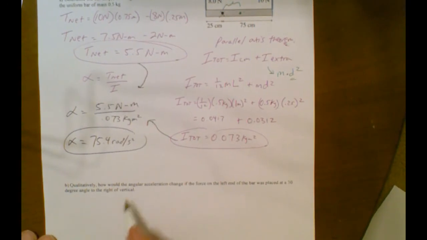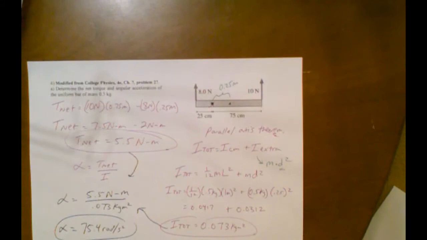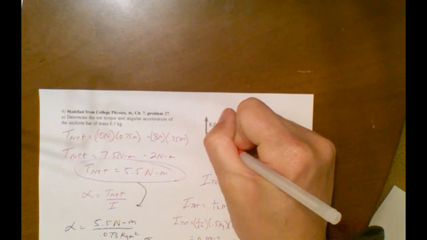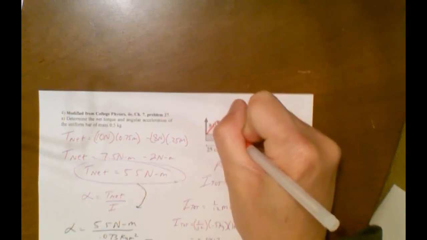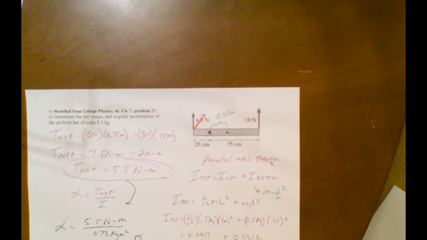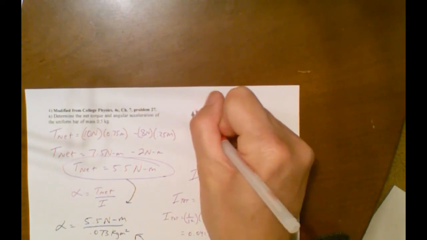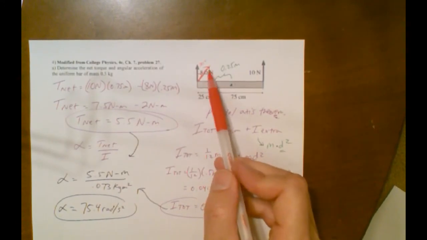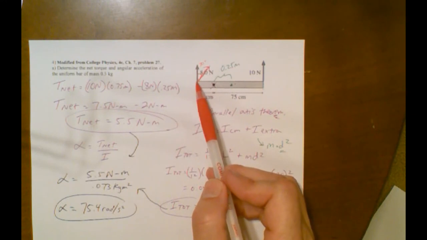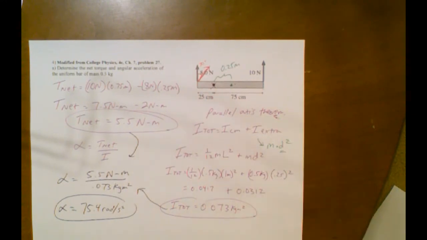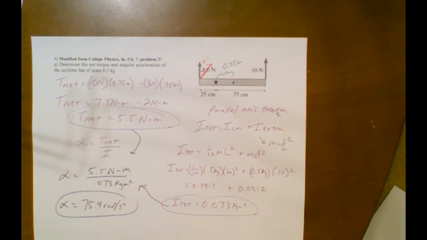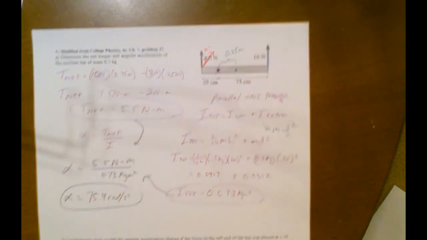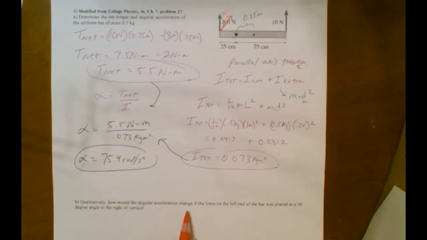So down here, how would this change if we did something like this? Now, if this was 30 degrees from the vertical, so if we did something like that instead, well, in this case, the vertical component of this would be cosine of 30 times 8 newtons. So that's going to be a little less than 7 newtons of force there, I think. So somewhere around that.